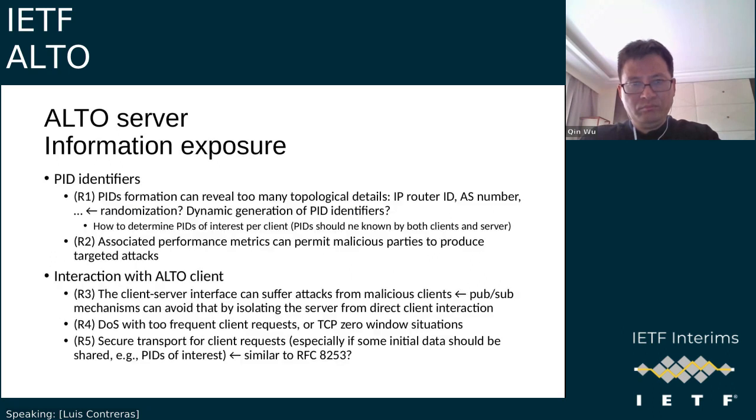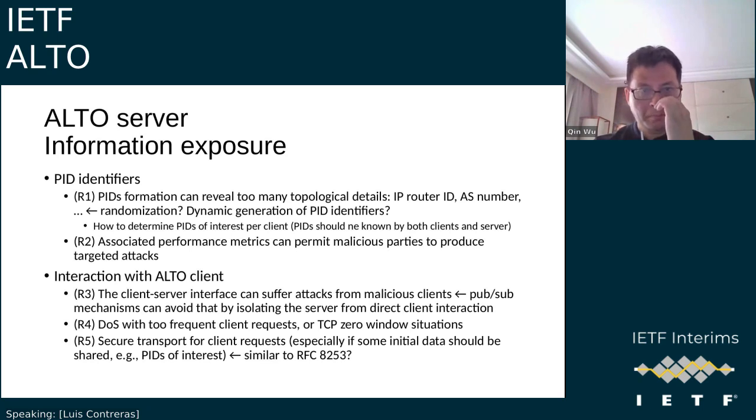So moving forward, more about the information exposure, and the following ones relate to PID identifiers. The information in a PID is also sensitive because it can reveal too many topological details. By now, for instance, we are building the PID information with the IP router ID, I mean the internal IP address, the autonomous system number, and so on. We need to find ways of obscuring such information in order to avoid revealing too much. One way could be randomization, another way could be dynamic generation of PID identifiers. But the PID identifier is something that should be shared with the ALTO client, so we also need to find secure ways of interchanging the PID of interest between the ALTO client and the ALTO server. Even if we go to randomization, we need to ensure that the communication is secure between the client and the server.